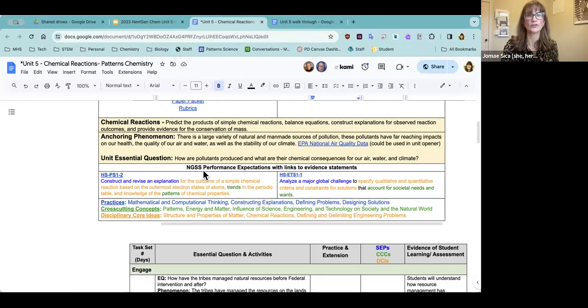The unit essential question is, how are pollutants produced and what are their chemical consequences for our air, water, and our climate? Because that's another idea we're going to be recirculating back to: climate change and the impacts of climate change in this particular unit as well.